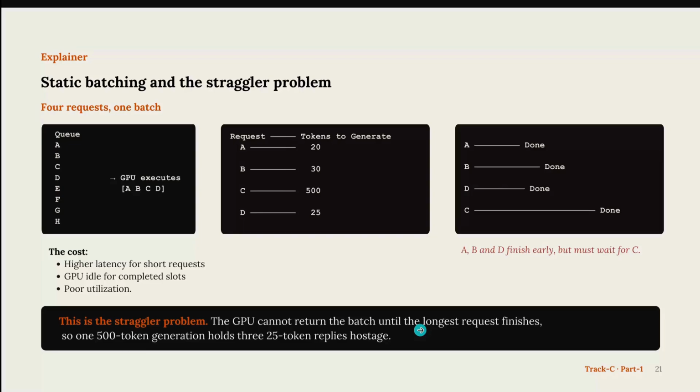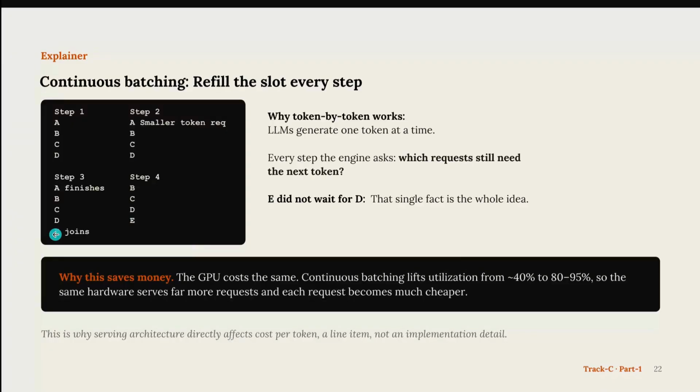Imagine there is again A, B, C, D in the queue. A's request is a smaller token count, for example, 25 tokens. B or C or D is large. The moment A finishes and E joins the batch, now it is B, C, D, E that is being solved for by the GPU. So what happens here?